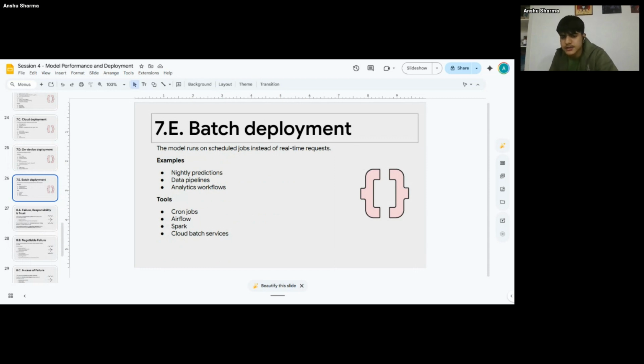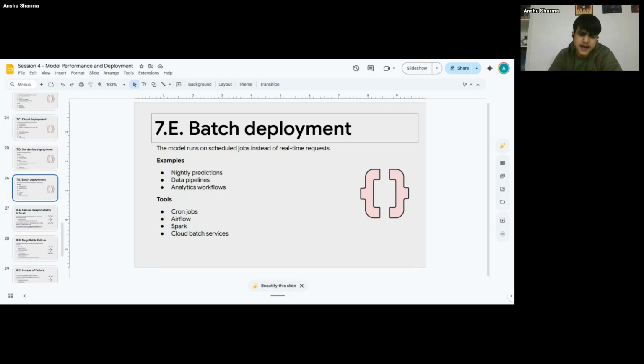So for those kinds of models, we can do something like batch deployment, which means the model runs on scheduled jobs instead of real-time requests. The above three architectures that we looked at responded to real-time requests. So a user requests, the model instantly processes it, and it responds instantly.